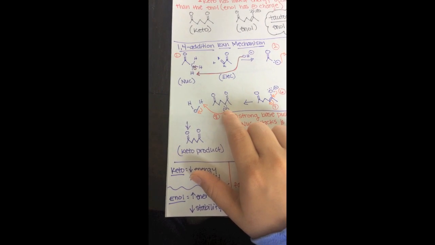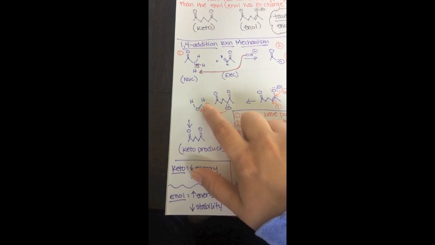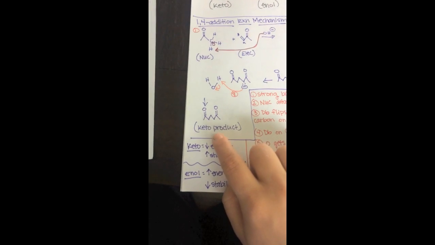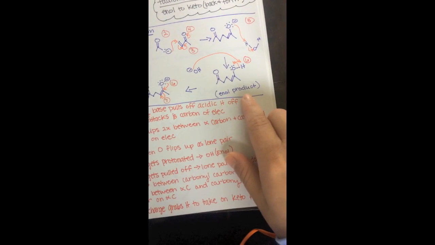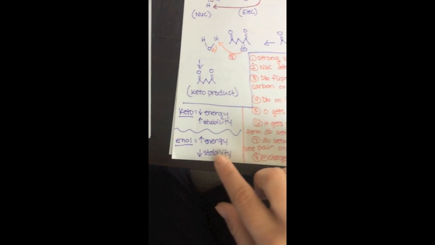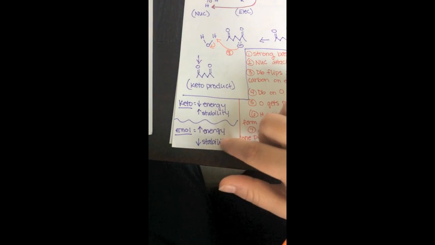And then the alpha carbon with the negative charge will pull off a hydrogen from a water molecule, and then this in turn forms our keto product. So we go from the enol over here all the way to the keto as the final product. Here's a little note about the keto product: it has lower energy, which in turn increases stability, and the exact opposite for the enol.